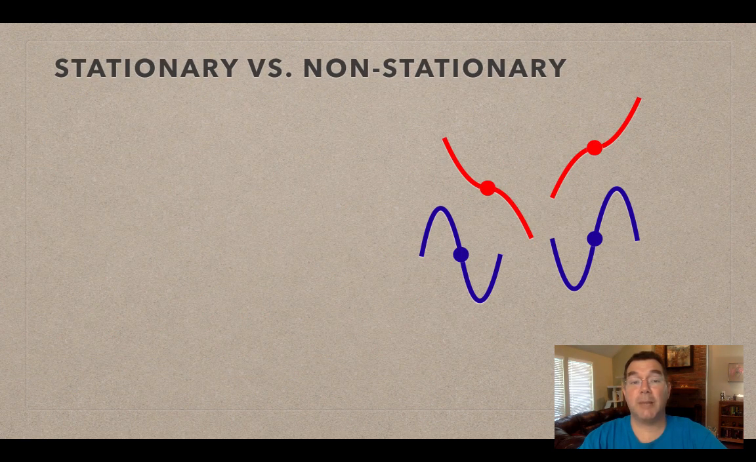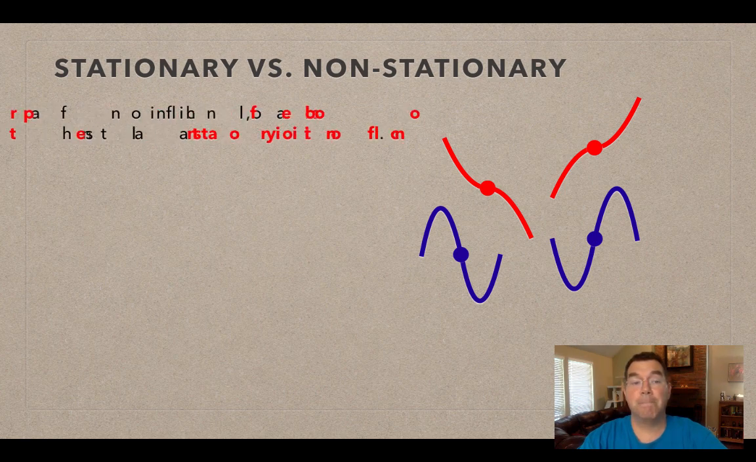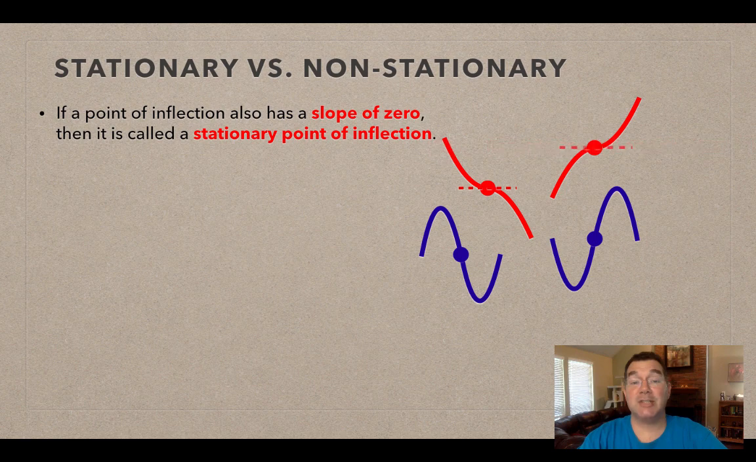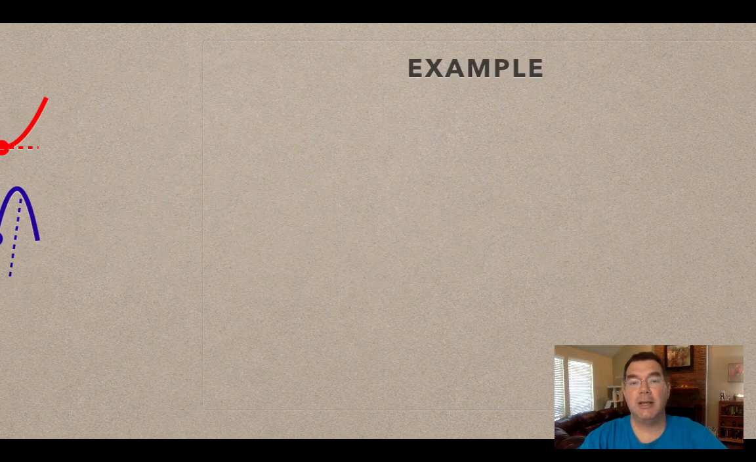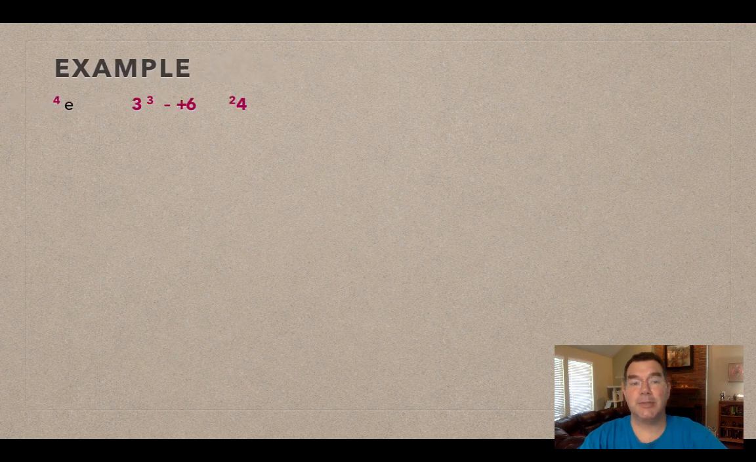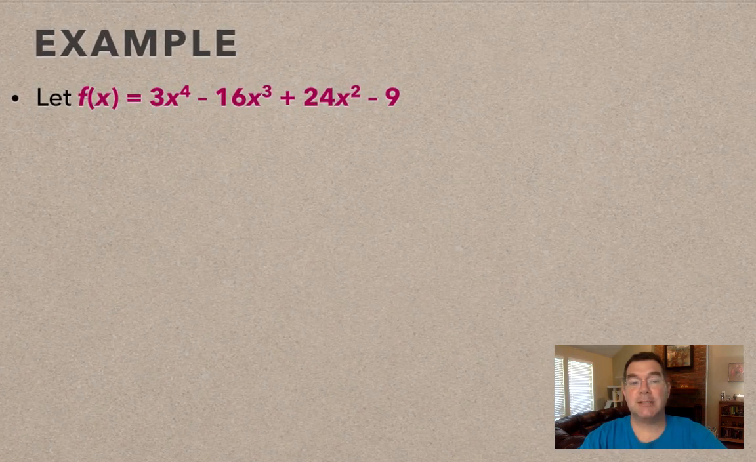All right, we need to talk about stationary versus non-stationary points of inflection. If a point of inflection has a slope of 0, then we call that a stationary point of inflection. Whereas if it doesn't, then that's called a non-stationary point of inflection. Okay, just some terminology because we will be talking about examples of those. Okay, so let's look at an example.